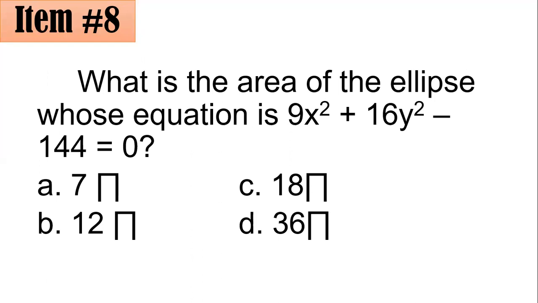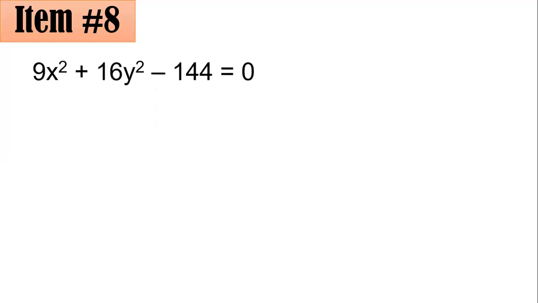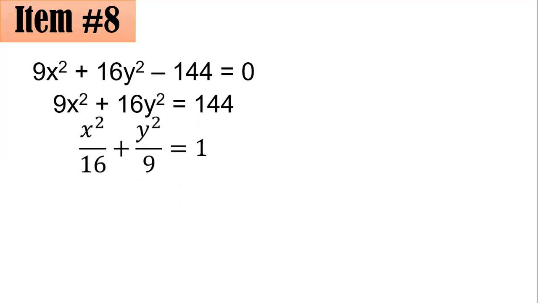It's known that all of these are in square units, because we are talking about area. Now, from here, we could add 144 to both sides to express it as 9x squared plus 16y squared equals 144. And since this is an ellipse, we can divide both sides by 144 so that the right-hand side will become 1. So dividing each term by 144, we have x squared over 16 plus y squared over 9 equals 1.